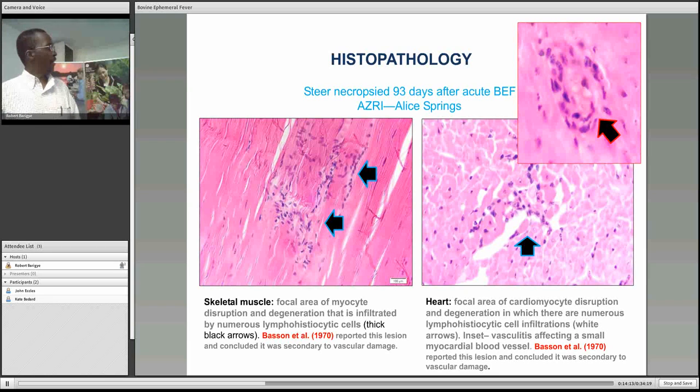And then you have similar foci in the heart. If you have a heart with areas like this, then anytime you could die from heart attack. So again, you have fragmentation of heart muscle with the macrophages coming in to mop up dead cells. Not very far from this area, there was a small blood vessel that showed inflammation around it. And again, I include this picture because a lot has been said about inflammation around blood vessels in bovine ephemeral fever.